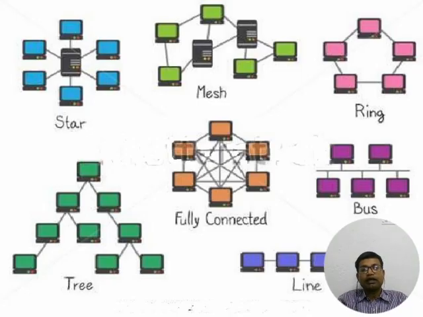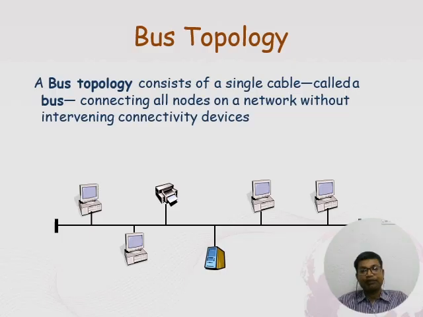And here you can see at a glance how the different architectural topologies look. Here you can see star, mesh, ring, fully connected mesh, bus topology, tree topology, and another, hybrid topology.